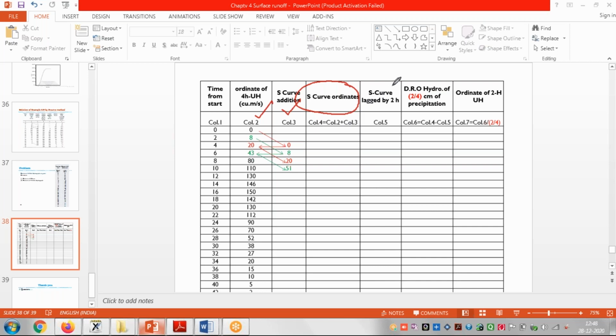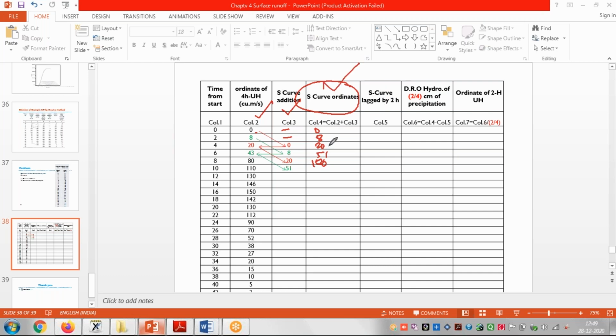Now, the S curve is lagged by 2-hour. Lagged by 2-hour means whatever ordinate we will get. Suppose this is 0 and here nothing. 0 plus dash is what? 0. 8 plus dash is what? 8. Then 20 plus 0 is what? 20. Then 43 plus 8 is what? 51. Likewise, we will do this. 80 plus 20 is what? 100. Right? And see, S curve lagged by 2 hours.